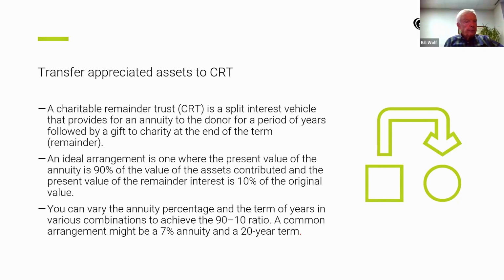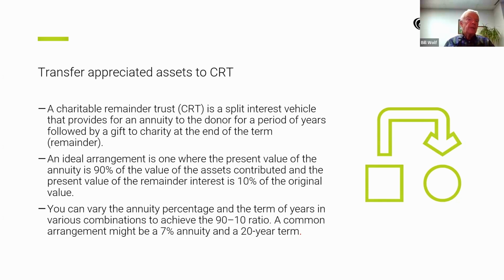But it can be a term of years, and the example I'm using here is a term of years. If it's a term of years, you cannot go longer than 20 years. So I'm assuming we go out as long as we can, just 20 years. And another constraint that the government has, the IRS, is that the present value of what goes to charity has to be at least 10% of the value of what you contributed. So that means the remainder interest has to have a present value of 10%.